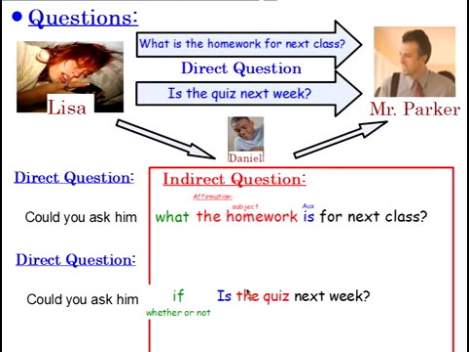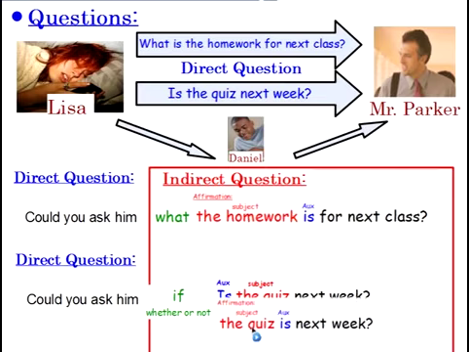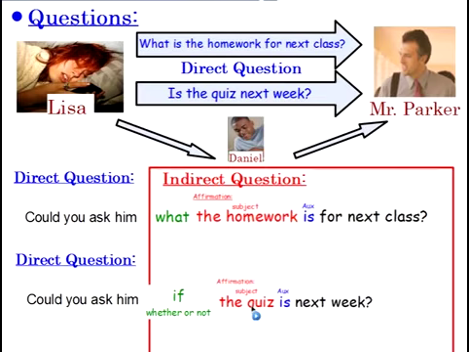But wait a second, wait. If we remember, I have my auxiliary first, and then I have my subject. Now that's a direct question. Remember, we can't use two direct questions, right? So I need to think, all right, what's the affirmation of this type of question? Is the quiz next week? Well, start with the subject. So the affirmation is, the quiz is next week. That's the affirmation, and remember, this is the form that I'm going to use. So I move this up. Okay? So the correct way to ask this is, could you ask him if the quiz is next week? Or could you ask him whether or not the quiz is next week?